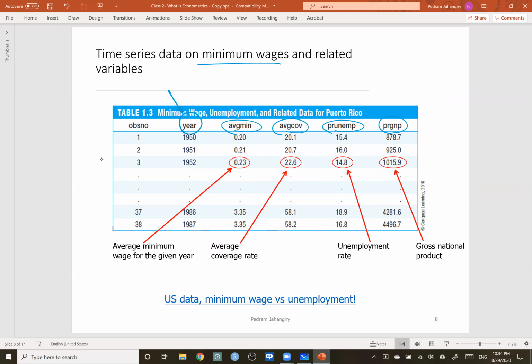And remember, what was the signature of time series? It's for one individual, one country, one person. What is the country here? Puerto Rico. So we're reporting these numbers for one country. If it was multiple countries over multiple time, it was panel. But now it's one country over multiple periods, so it's time series.